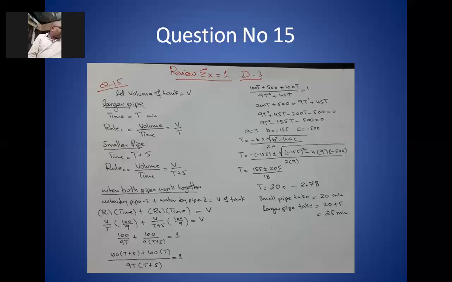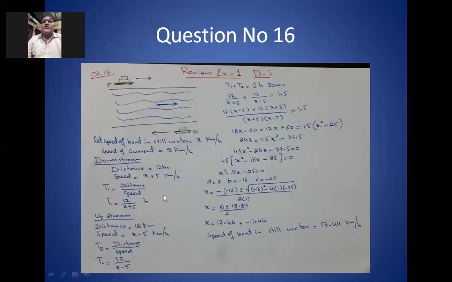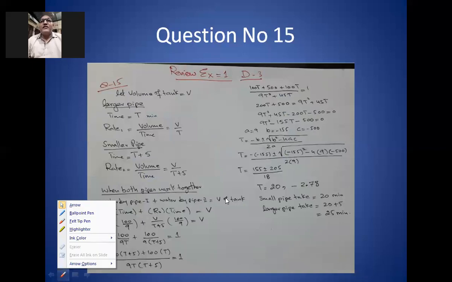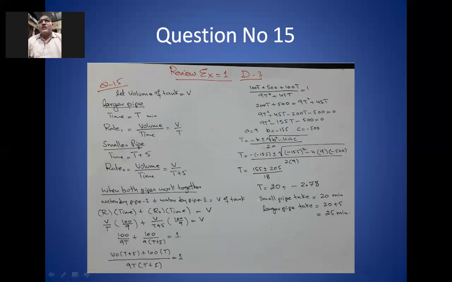So the first pipe, when it works alone, the smaller, the larger pipe, when it works alone, it takes t minutes. The value of t is 20. So this is a mistake. The larger word should come here, oh sorry, let me correct it. This word is not right. Okay, the word larger should come here and the smaller word should come here.